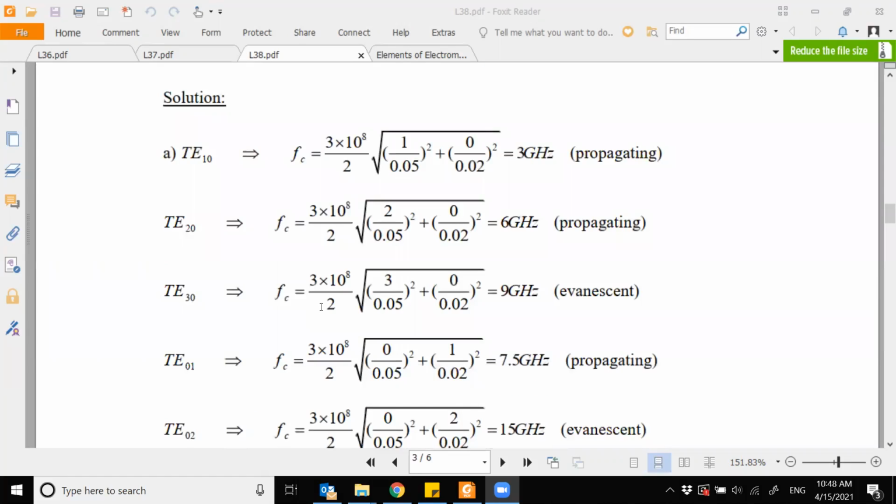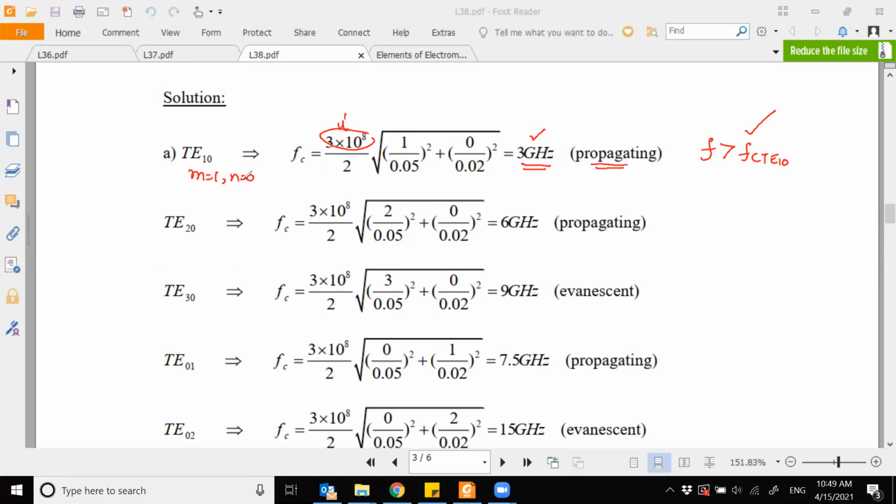So let's start. We need to find all the propagating TE modes, right guys? So we need to change m and n one by one. First, we look at the dominant mode, m equal to 1 and n equal to 0. fc is u dash over 2 times root of (m over a) squared plus (n over b) squared. a is 0.05, b is 0.02. So it is 3 gigahertz. Now check, is my operating frequency greater than this cutoff frequency of TE1,0? Yes. Therefore, it is propagating.